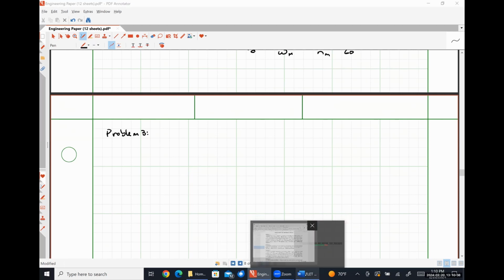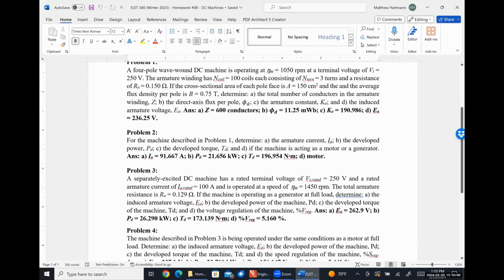So let's look at what's going on here in problem 3. We're explicitly told that we have a separately excited DC machine, and we have a rated terminal voltage of 250 volts and a rated armature current of 100 amps. And it's operating at 1450 RPM. The total armature resistance is 0.129 ohms. If the machine is operating as a generator at full load, determine the induced armature voltage, the developed power, the developed torque, and the voltage regulation.